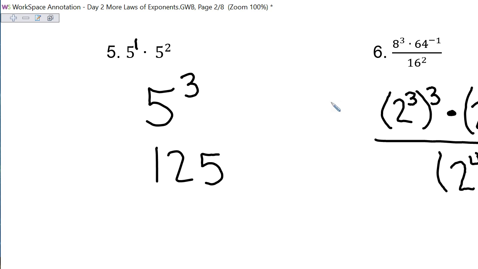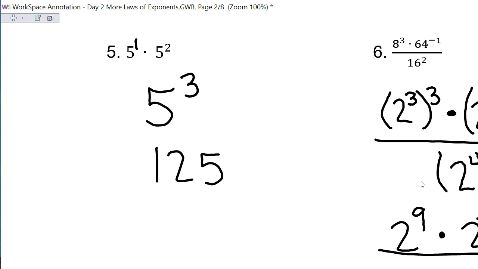And 16 is squared. Now, power to a power, what do I do with these exponents? Multiply. So 3 times 3 is 9. So that gives us 2 to the 9. Times power to a power multiply. And 6 times negative 1? Negative 6. And down here, 4 times 2 is 8. Now it got a whole lot simpler.